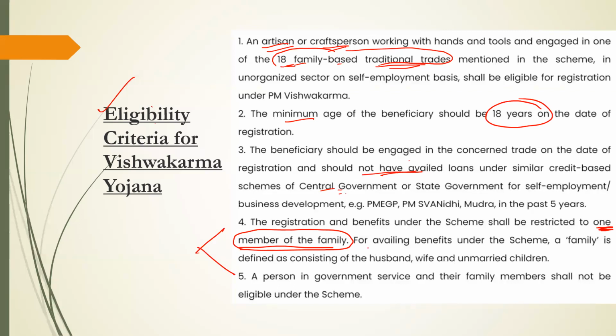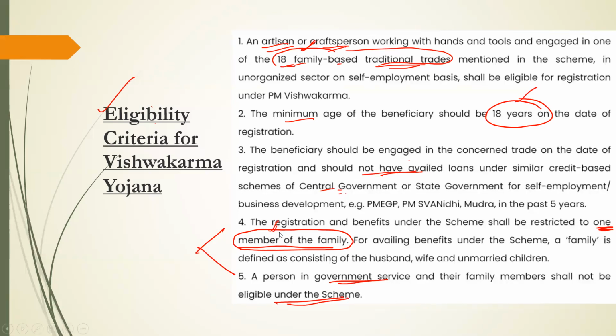Now, a family is considered as a husband, wife, and unmarried children. Similarly, a person in government service shall not be eligible under the scheme. So what is the eligibility criteria? 18 such family-based trades. The person should be 18 years and above. He should not be availing any other such schemes. Only one member of the family can avail a benefit, and he should not be in government service.